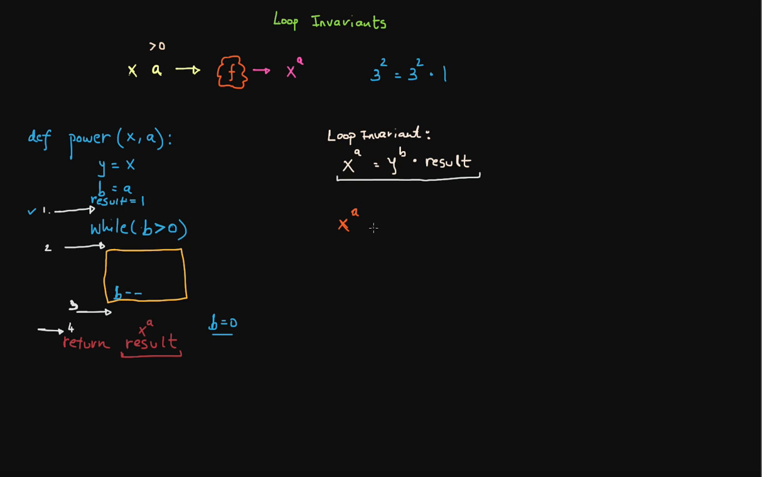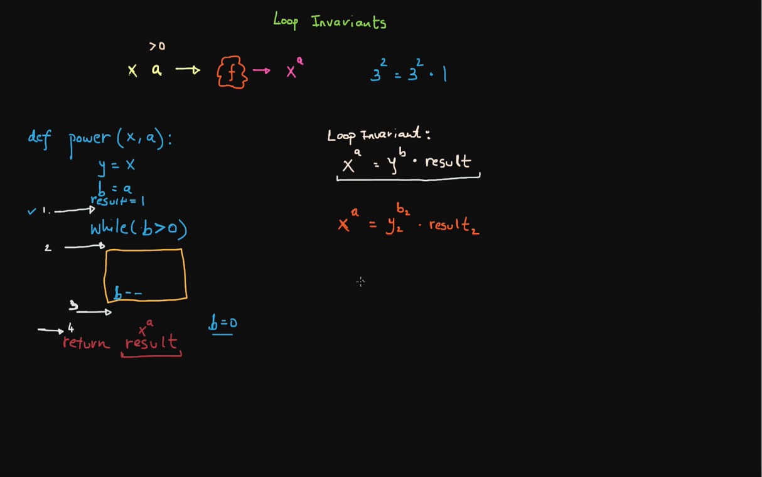So x to the power a equals, at point 2, whatever y is at that point, y subscript 2 raised to b subscript 2, times whatever result is at that point. Let's call that result 2. Okay, what is my loop invariant going to be at this point 3?